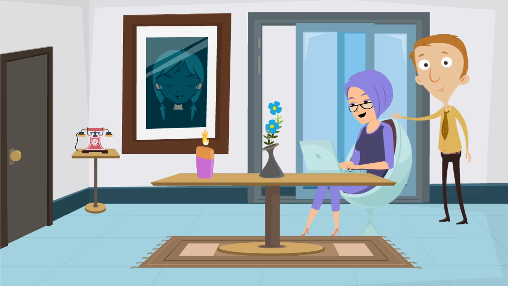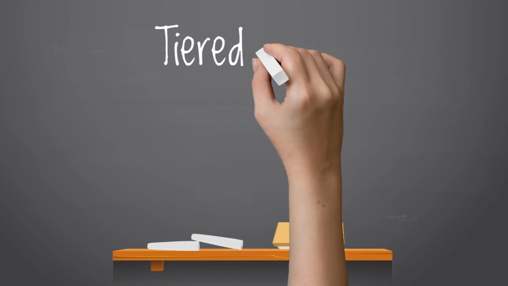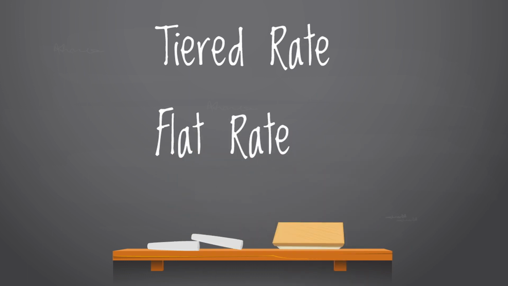While you're reviewing the customer's bill, it's important to understand how the customer is being charged. There are two types of rates, tiered rates and flat rates. Take a few moments to better educate yourself on the differences between these rates so you can better explain it to your customers.